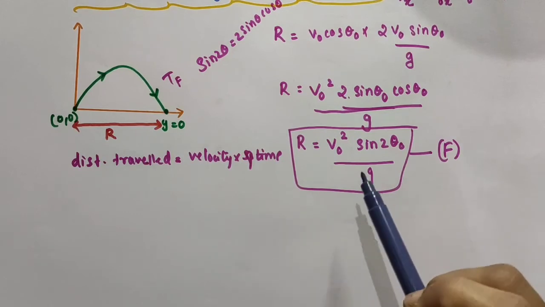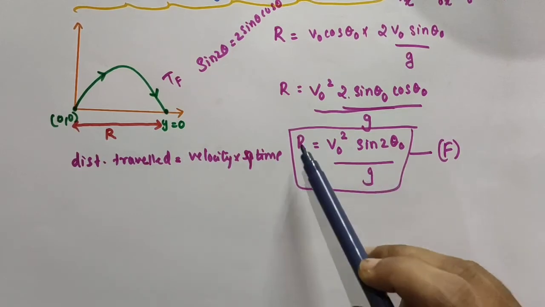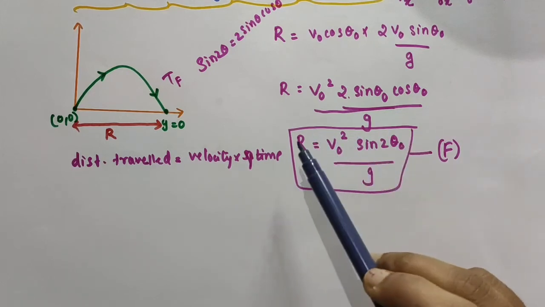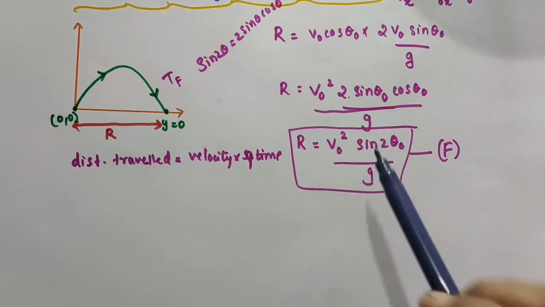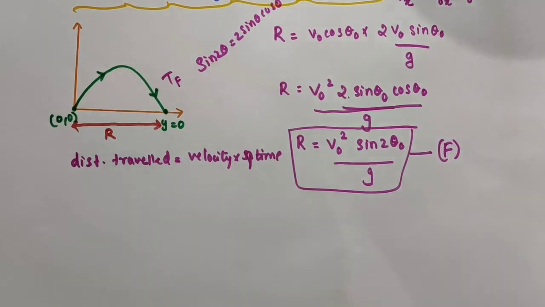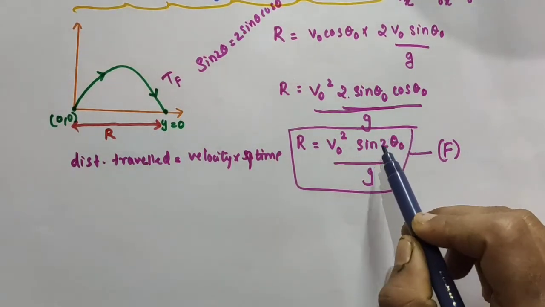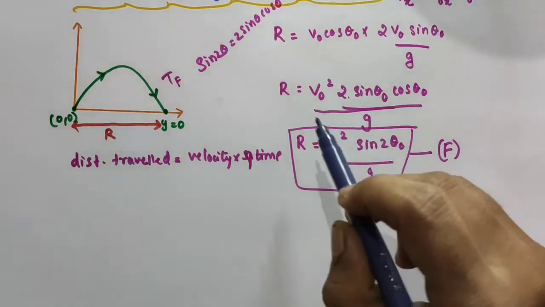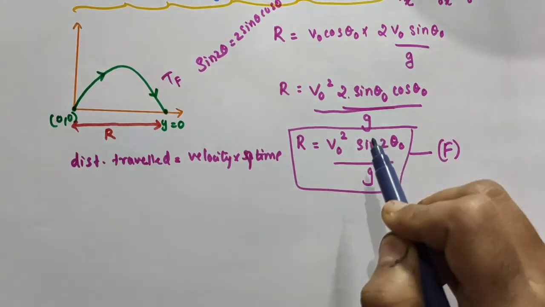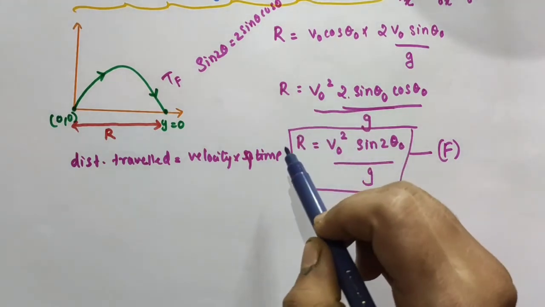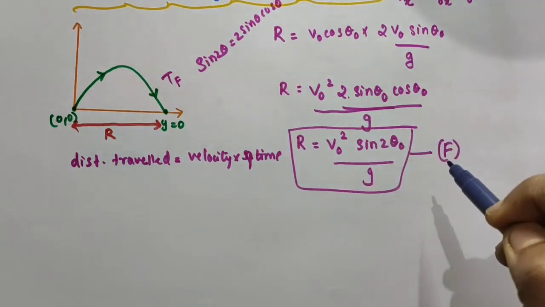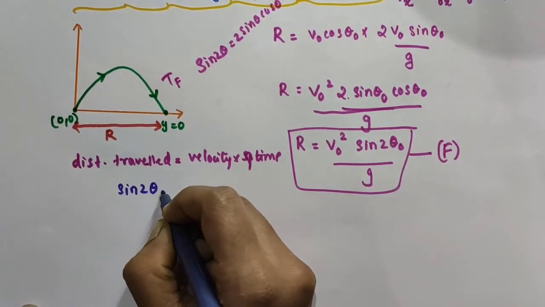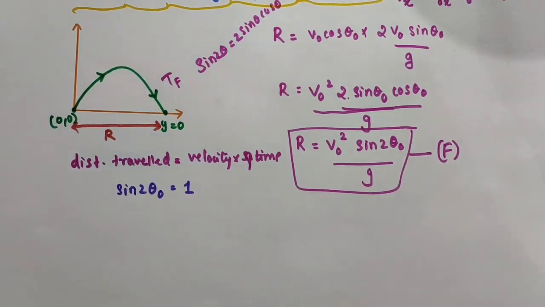Now, it is very clear from this equation that the range is maximum when sin 2 theta 0 is maximum. Okay, because range is equal to v0 square sin 2 theta 0 divided by g, no? Sin 2 theta 0 has a maximum value 1 and a minimum value minus 1. It can be 0. So the range actually depends on sin 2 theta 0. So range will be maximum when sin 2 theta 0 is maximum. So when sin 2 theta 0 is maximum means sin 2 theta 0 equal to 1. The maximum value of sine function is 1.